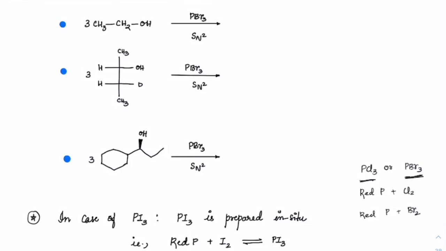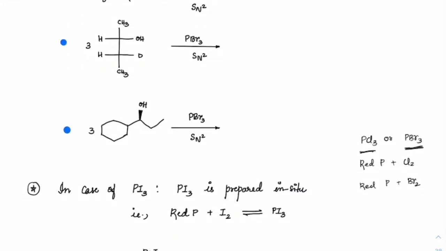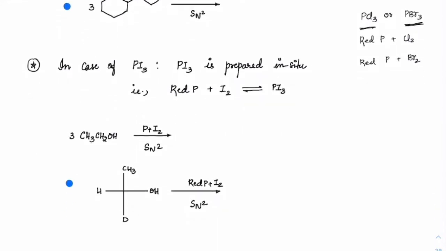But when it comes to iodine, it could be given as red phosphorus plus I2. Red phosphorus plus I2 will be in equilibrium with PI3. So it can be prepared in situ. So in case the reaction is given this way also, it is still going for the PI3 reaction. So 3 moles of alcohols will form 3 moles of iodides. Okay, make a note of this point, everyone.